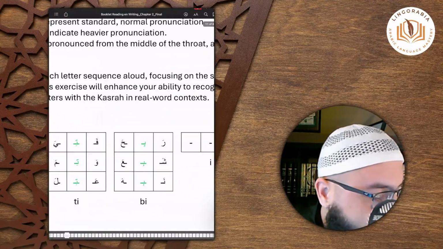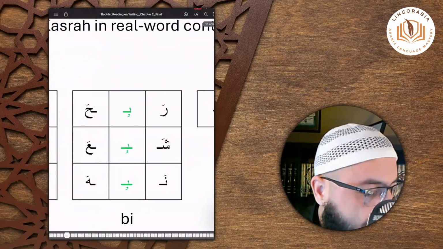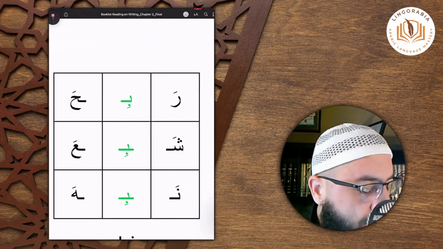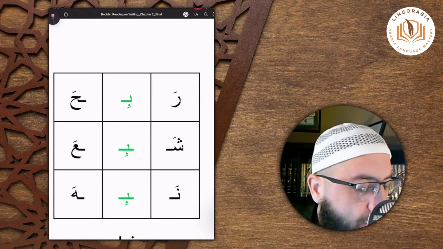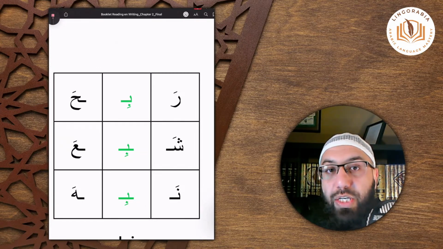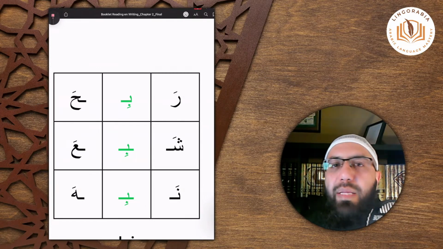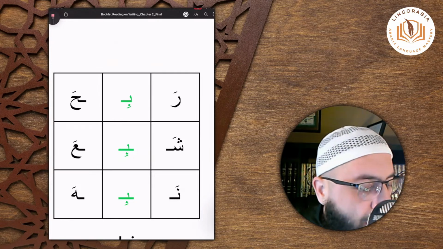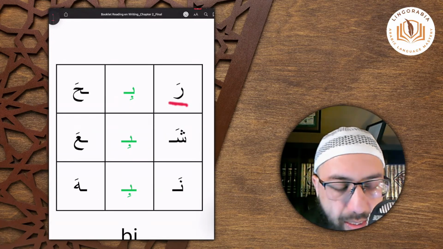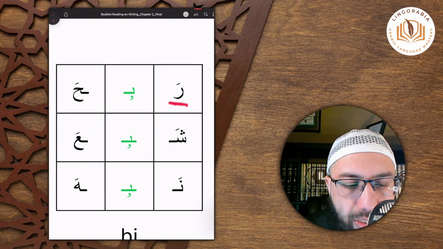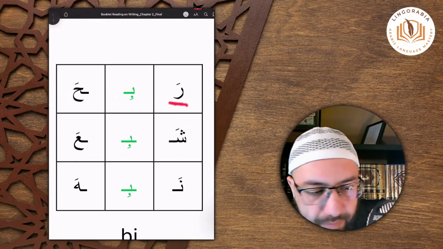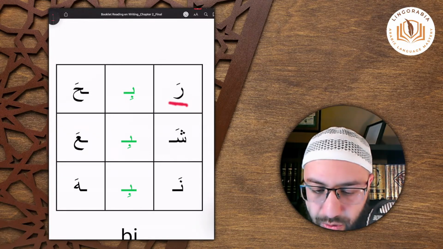Now let's do this column, guys. You will tell me how to pronounce these letters. We now have the kasra in the middle position. In this exercise, the kasra is in the middle position. So how do you pronounce this, guys? The first letter. How do you pronounce this?